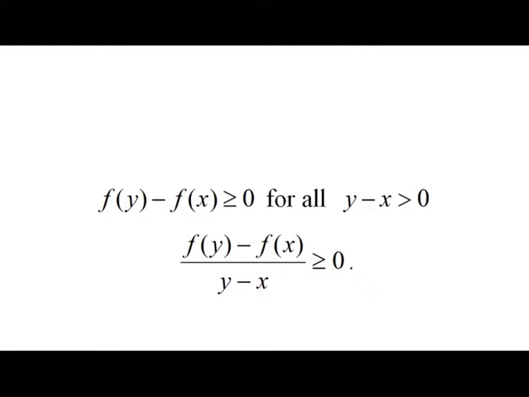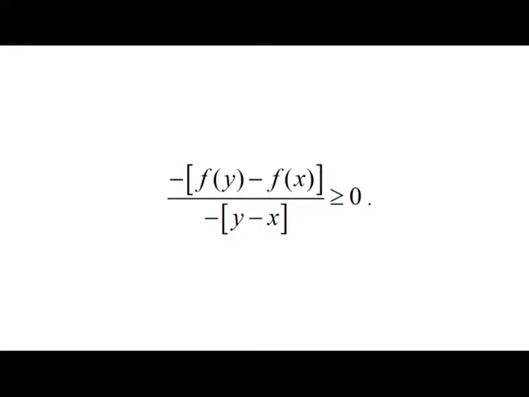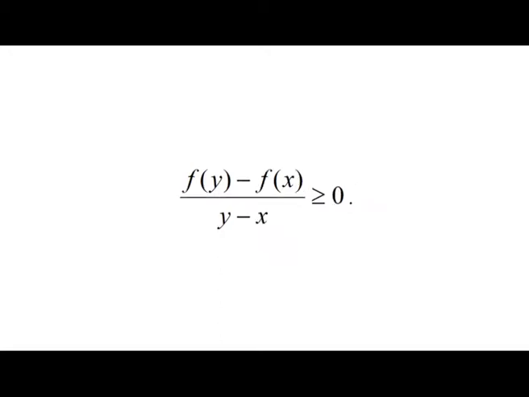If x, y is in (a, b) with y < x, then interchanging the roles of x and y, the above inequality becomes (f(x) − f(y))/(x − y) ≥ 0. Taking out the minus sign from both the denominator and numerator of the LHS and cancelling, we get −(f(y) − f(x))/−(y − x) ≥ 0. That is, (f(y) − f(x))/(y − x) ≥ 0.